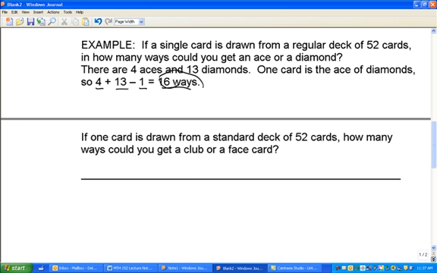Okay, I'm assuming you have come up with an answer. There are 13 clubs and there are 12 face cards. So the number of clubs plus the number of face cards, and then we want to subtract off the ones we double counted. We double counted the club face cards, and there's a jack, queen, and a king, so there are 3 of those that we double counted. So hopefully you got the answer 22.